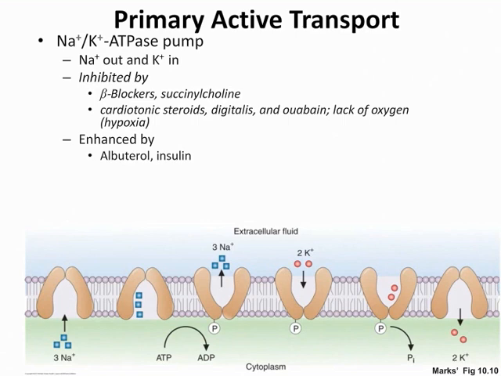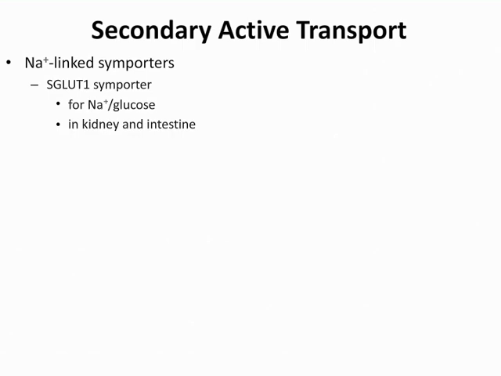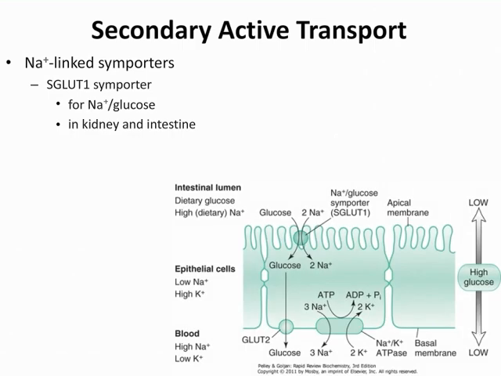And then moving on. Alright, so secondary active transport. The first example is called the sodium glucose symporter, so SGLUT1. If you look at the picture, the very top left, glucose and sodium, they enter together, so one cannot enter without the other. That's called the symporter.